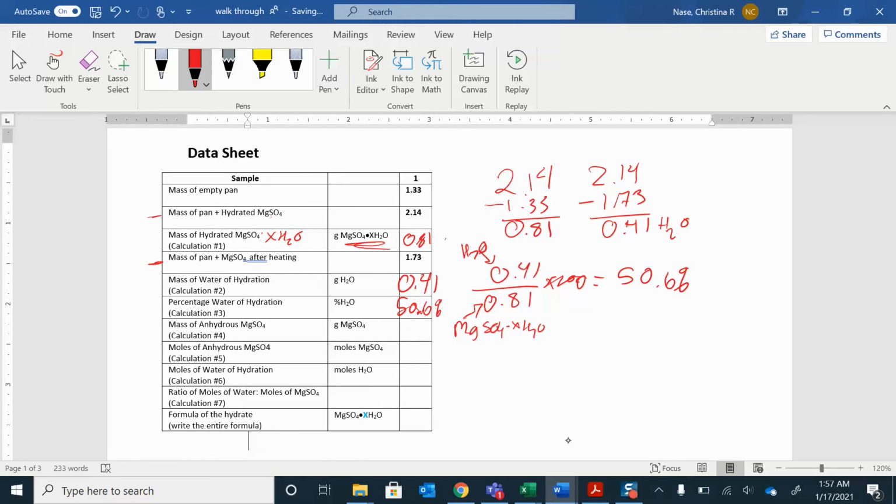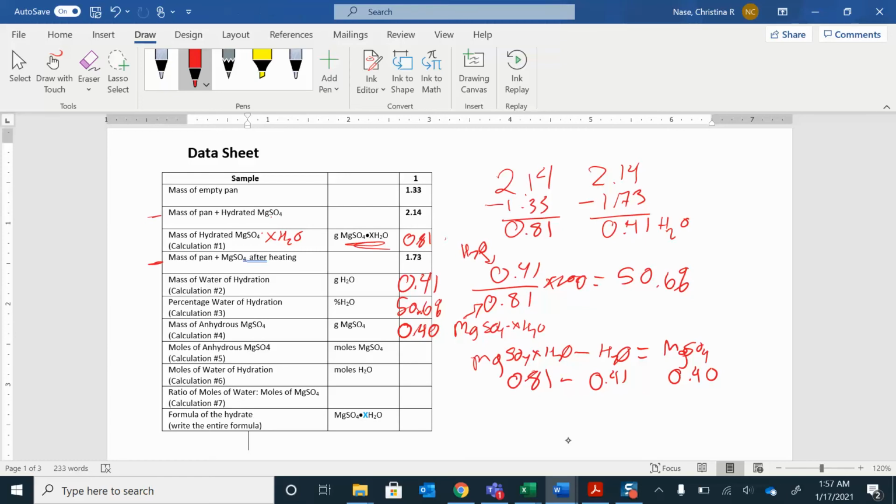Now if I want to find the mass of the anhydrous magnesium sulfate, so that is the magnesium sulfate without the water, well, how do I do that? Well, if I know the mass of the magnesium sulfate with the water, MgSO4 with some amount of water, and I subtract out the mass of the water, then I should be able to figure out what is the magnesium sulfate without the water. All right, so magnesium sulfate with the water, that's the 0.81. Water by itself is 0.41. So magnesium sulfate is just 0.40. So we had the hydrated, subtract out the water. Now we have the anhydrous.